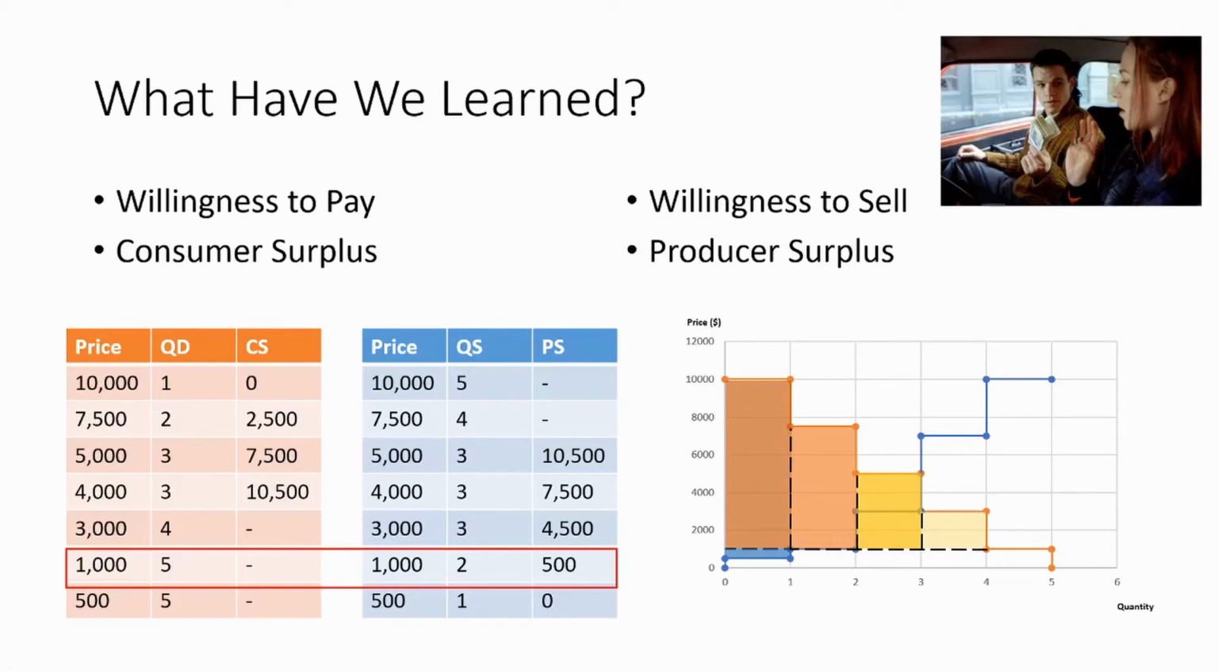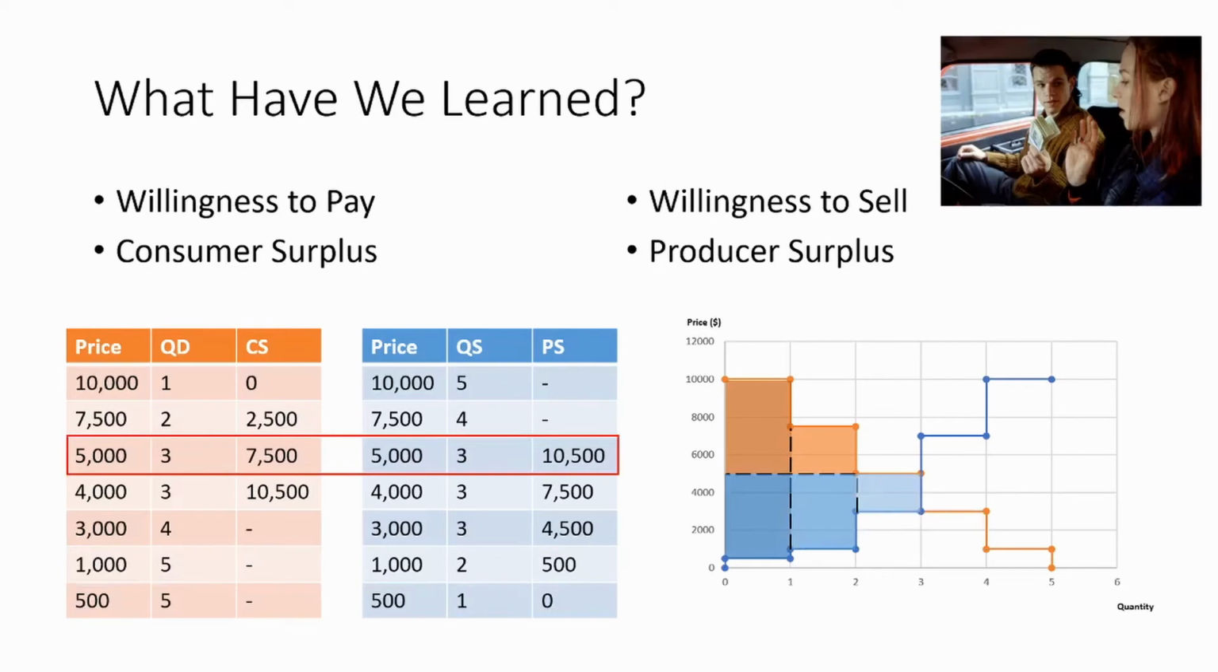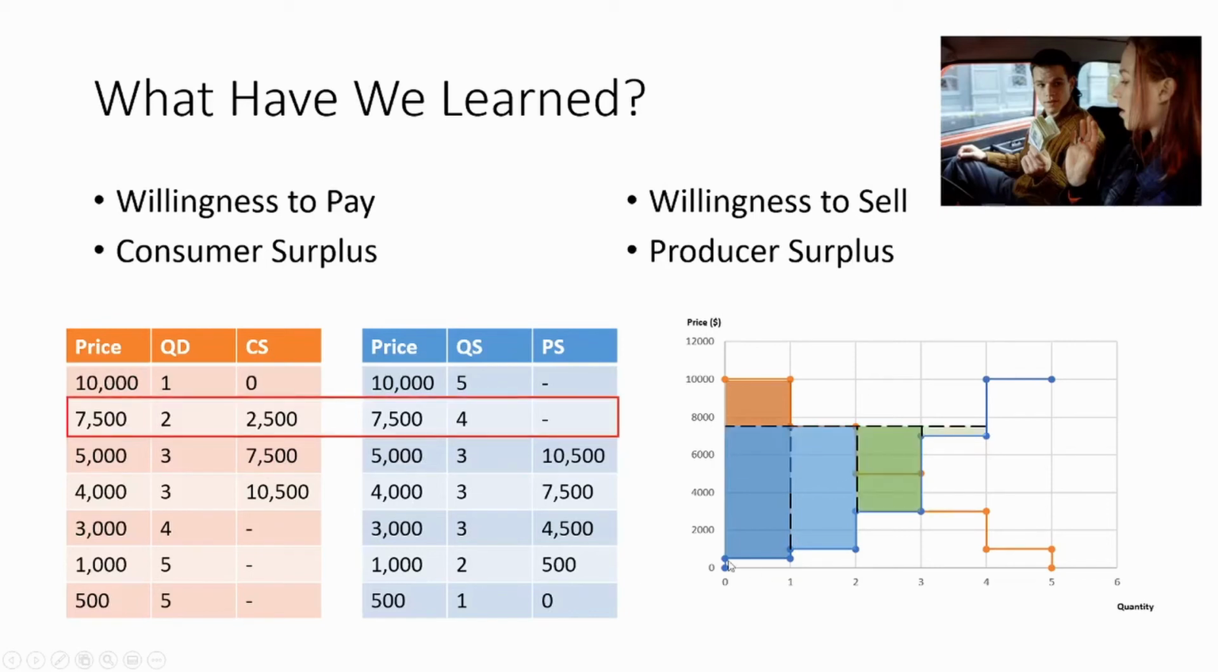We could also go the other way, right? If we increase price, then we have higher producer surplus and lower consumer surplus. And if we increase price even more, then we're going to see that the people who are willing to sell for the lowest price are going to be the most likely to be included in the market. And people who are willing to sell for higher prices are most likely going to be excluded.